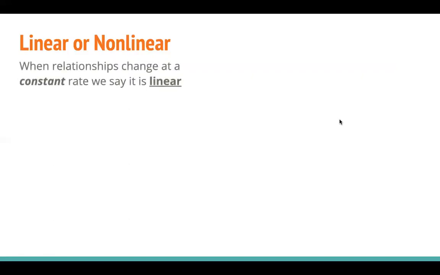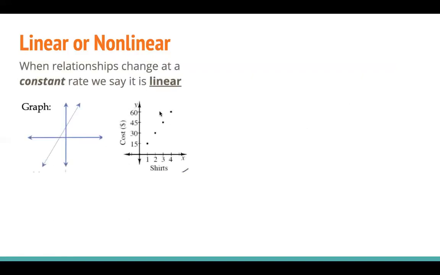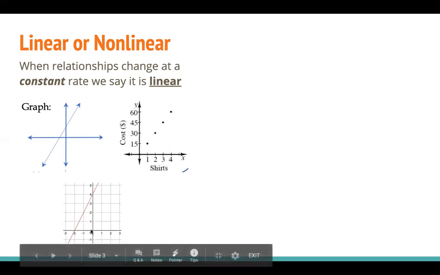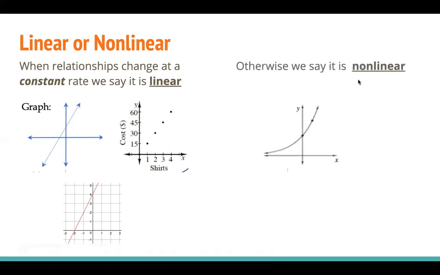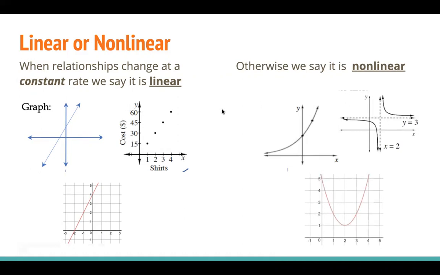The next is linear or nonlinear. Linear relationships increase at a constant rate, like that shirt. It increases $15 for every shirt. On the graph, that's the y. Like over here, for every 1 x, the y is increasing by 2. We say that's linear. Otherwise, we have nonlinear relationships, and I get all kinds of different curvy things.